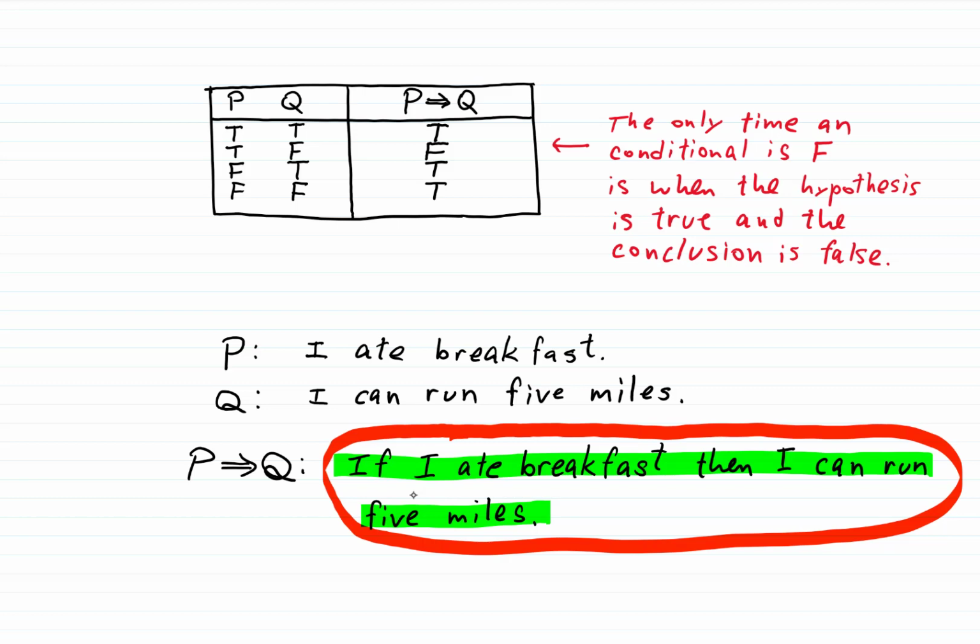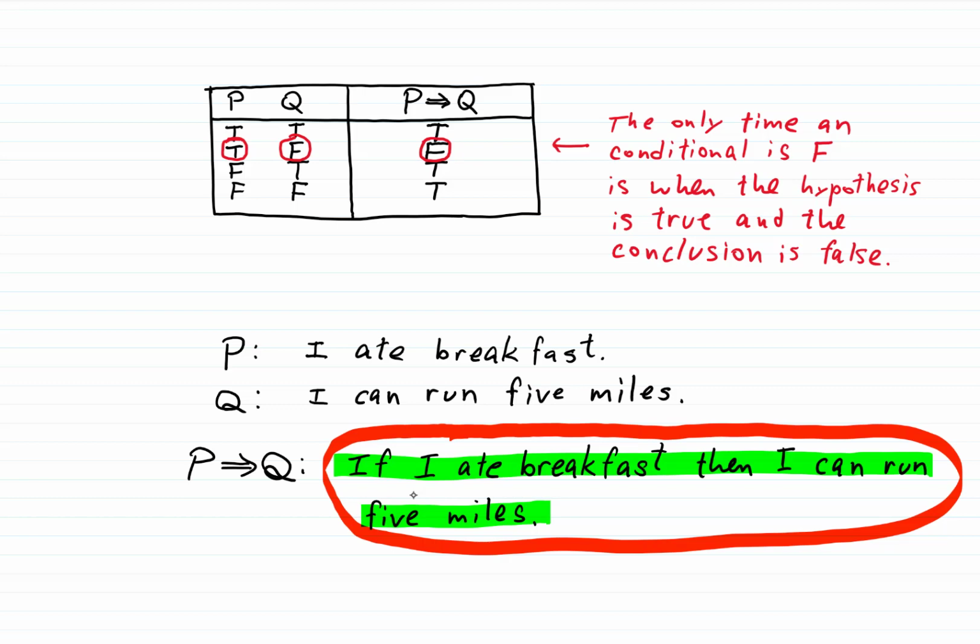Let's look at the case where P is true and Q is false. So that means you see me eat breakfast, and then you see me try to run 5 miles and I can't do it. What would you say about that green sentence? It's definitely a lie, correct? It's definitely false. I ate breakfast and then I could not run 5 miles. So the statement, if I eat breakfast, then I can run 5 miles, is clearly false. And that's where we get that second line from the truth table.